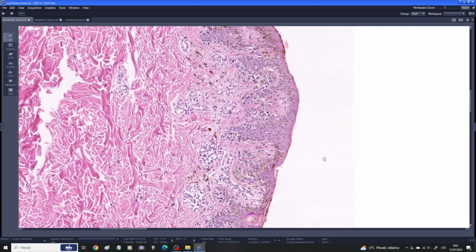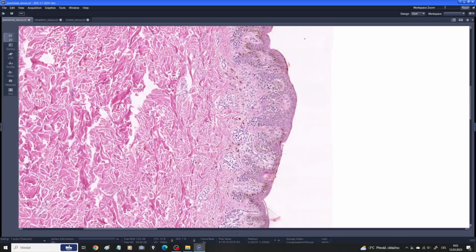And such a nevus is called a mixed nevus or combined nevus. And then as time passes, the tumor loses the junctional component, and you can see melanocytes only in the dermis. And such a nevus is called an intradermal nevus.